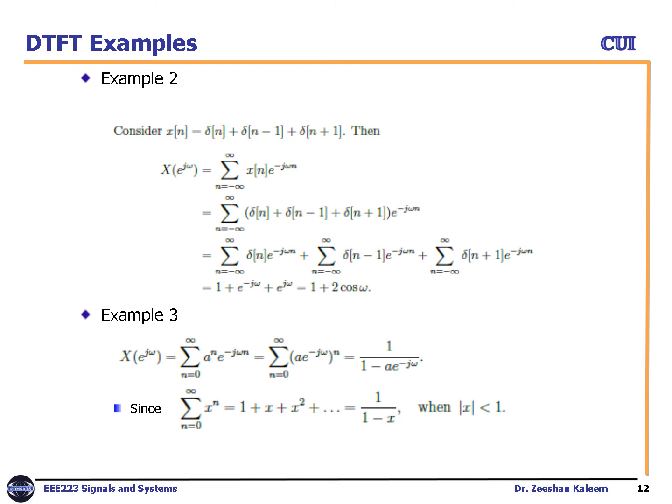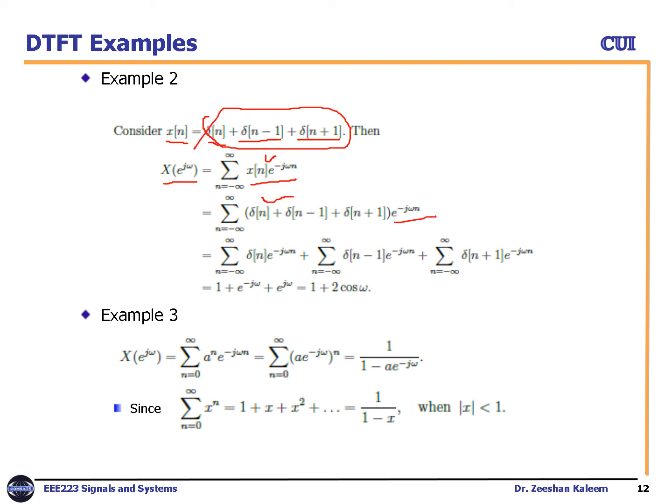Let's take another example. You have a signal x[n], which is a discrete time signal, equal to δ[n] plus δ[n minus 1] plus δ[n plus 1]. Then find the Fourier transform using the analysis equation. The general equation is the sum from n equals minus infinity to infinity of x[n] e^(minus jωn). So instead of x[n], put all these three terms here. By putting this here, we have this equation.